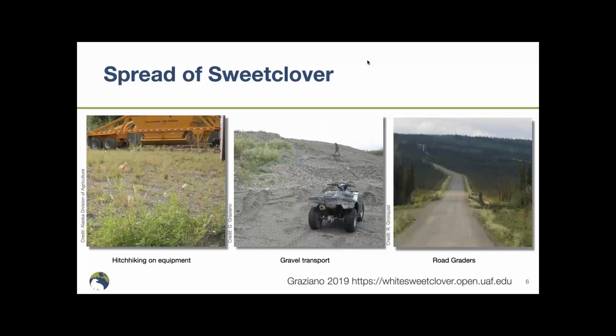And then finally, the road graders are a big problem here, just like Bruce detailed in his talk. And you can see, look at that garden, a perfect garden going up the Dalton Highway, which is the road that connects the lower part of Alaska to our oil fields.